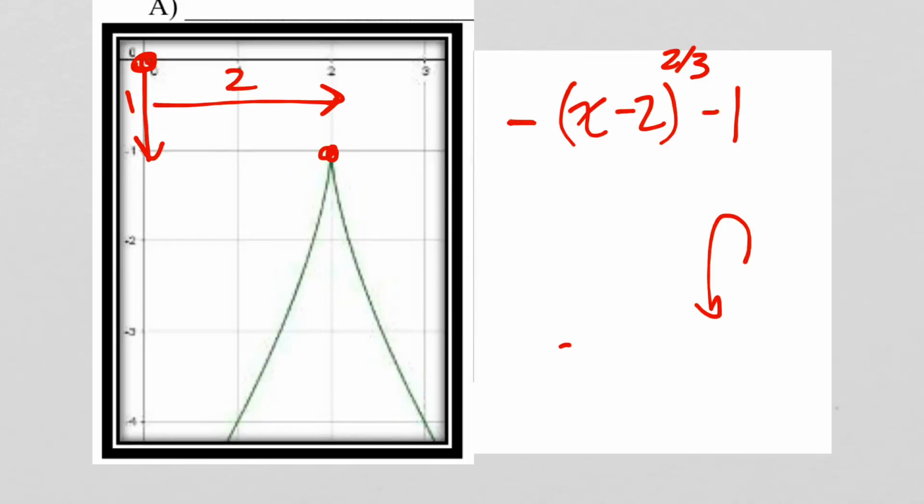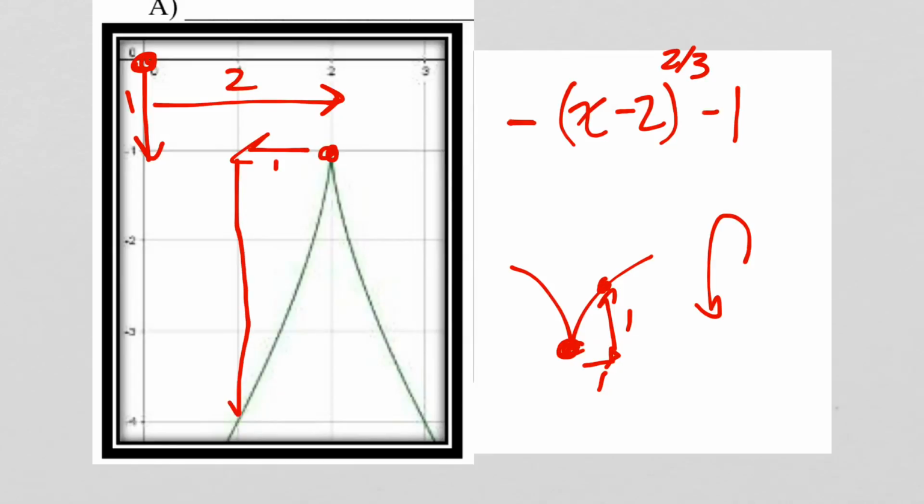Well, normally on our bird graph, or pretty much any other graph, when we go over 1, we should go up 1. That's clearly not to scale, but that's the idea. So what happens here? When I go over 1, how far am I going down? 1, 2, 3. So that's telling me that this is negative 3 times (x minus 2) to the power of 2/3, minus 1. This is our function, and that's pretty much it.